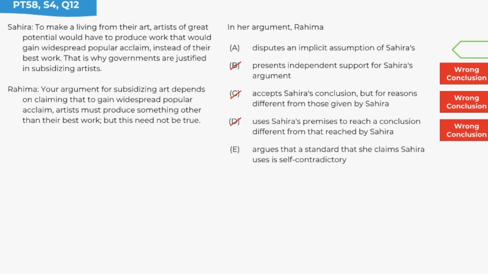Answer choice E says, argues that a standard that she claims Sahira uses is self-contradictory. Well, Rahima's evidence is that the assumption isn't true. Rahima's evidence is not that Sahira's argument is self-contradictory. So the premise that's implied in answer choice E is not the same that Rahima is suggesting. Right? Rahima is suggesting that the assumption of Sahira is not true, but that's not the same as being self-contradictory. So answer choice E implies a different premise than what we see Rahima using. So that leaves us with answer choice A as the right answer.